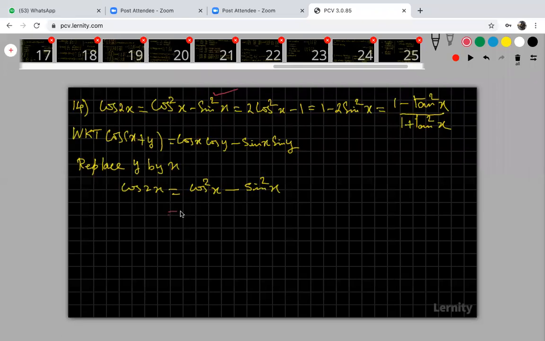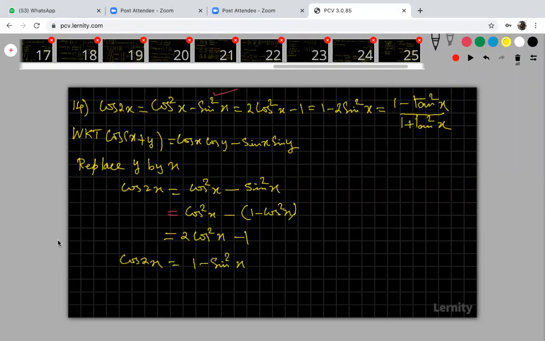Okay, now I'm going to prove the second one, 2 cos square x minus 1. How to prove that? So I'm going to write that this is cos square x minus, your sin square can be written as 1 minus cos square x. Are you okay? Therefore, this minus into minus cos square becomes plus cos square. Already one cos square is there. So therefore, 2 cos square x minus 1.